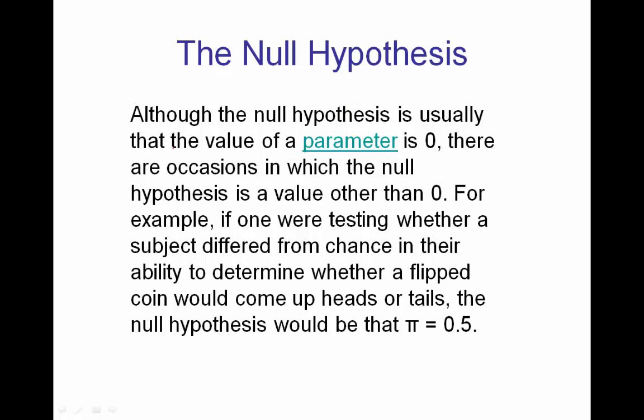Although the null hypothesis is usually that the value of a parameter is 0, there are occasions in which the null hypothesis is a value other than 0. For example, if one were testing whether a subject differed from chance in their ability to determine whether a flipped coin would come up heads or tails, the null hypothesis would be that that probability is equal to 0.5.